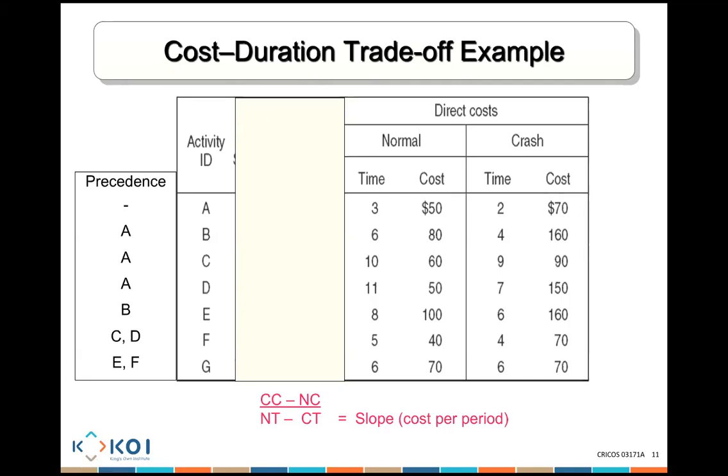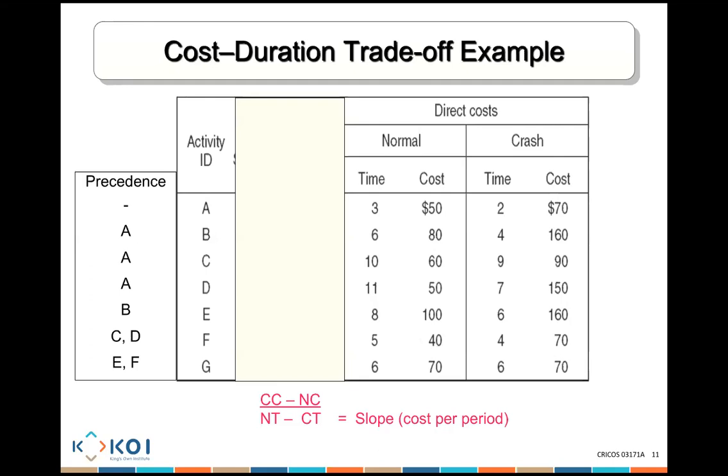Activity A, I can finish it normally in 3 days at a cost of $50. Activity B, I normally finish it in 6 days at a cost of $80. Activity C, normally 10 days at a cost of $60. D, 11 days at a cost of $50. E, 8 days at a cost of $100. F, 5 days at a cost of $40. And G, 6 days at a cost of $70.